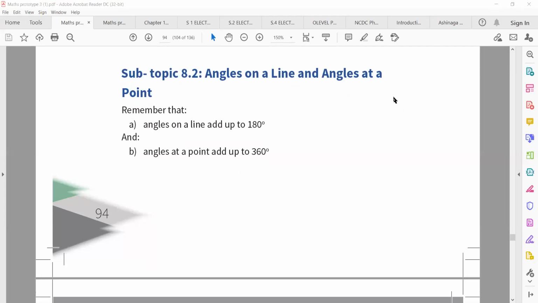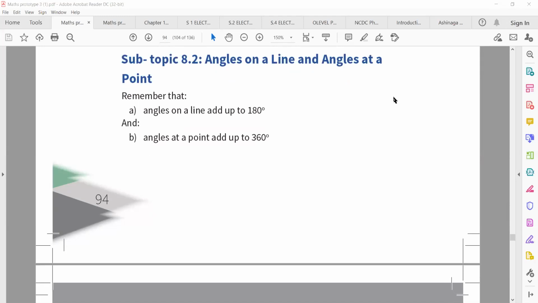Okay. So we are looking at subtopic 2.8.2, and we are looking at angles on a line and angles at a point. So we said angles on a line add up to 180 degrees, and angles at a point add up to 360 degrees. You should always remember that as we are dealing with the angles.